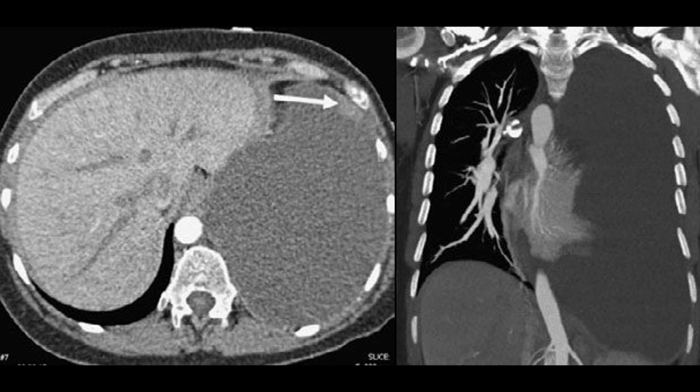On the corresponding CT, the mass effect is more clearly seen, and there is a small pleural-based nodule along the anterior pleura, suggesting an underlying malignant etiology.